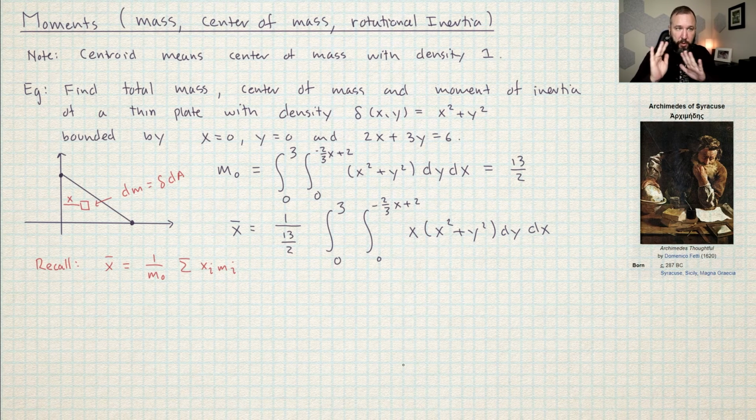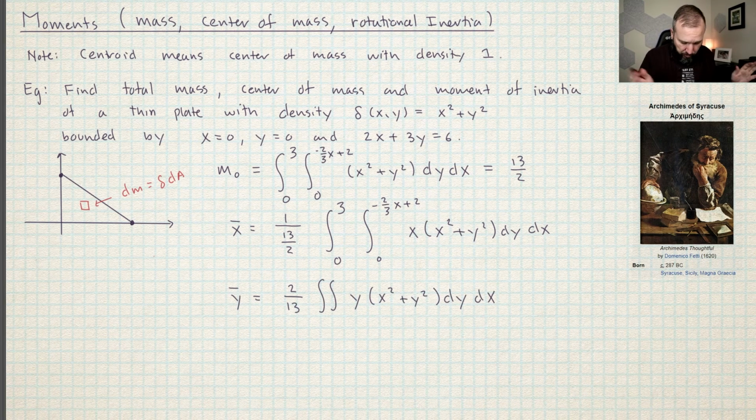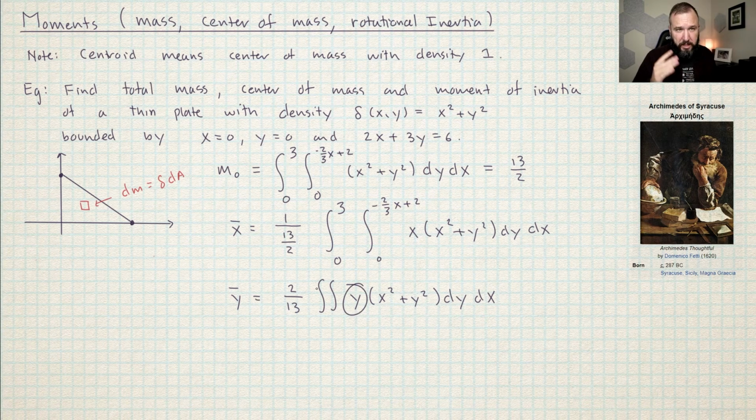So let me set up the y bar. I think you'll see it is equally as simple. There really is nothing to it here. When you're looking for the y center of mass, all you need to do is just slap a y in there. And then, just like before, you'll see some textbooks call this m sub x. This is the amount of force that would cause the object to rotate that way around the x-axis. So they'll call it m sub x.